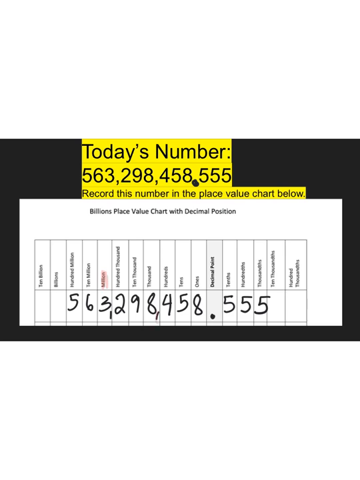So remember, wherever you see a comma, that's the place value word you're going to say. Now for our decimal amounts, the place value word that you say is determined by where you have your last digit. In this case, our last digit is in the thousandths place, so we will say this place value word at the end of our number. So the whole thing altogether is 562,298,458 and 555 thousandths.